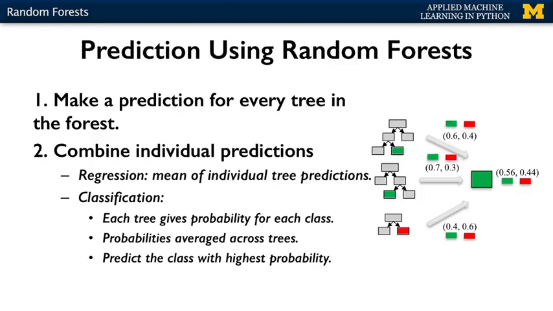Once a random forest model is trained, it predicts the target value for new instances by first making a prediction for every tree in the random forest. For regression tasks, the overall prediction is then typically the mean of the individual tree predictions. For classification, the overall prediction is based on a weighted vote. Each tree gives a probability for each possible target class label. Then the probabilities for each class are averaged across all the trees, and the class with the highest probability is the final predicted class.